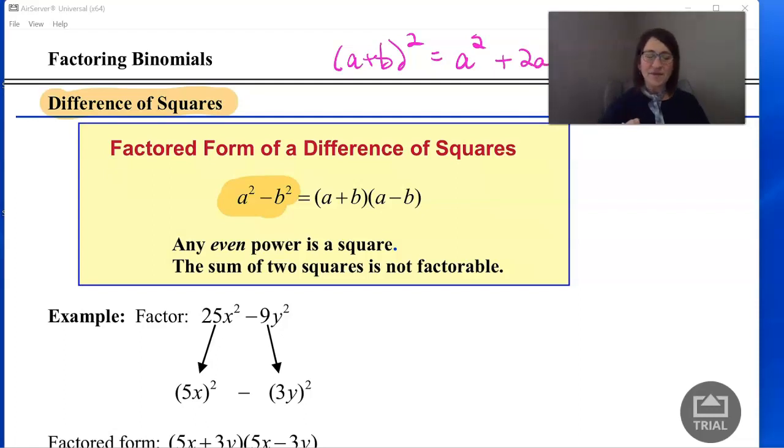Okay, this is very different than the difference of two squares. So for the difference of two squares, each term is squared, and there is always a subtraction sign. When you have the difference of two squares, that results in conjugates, okay?